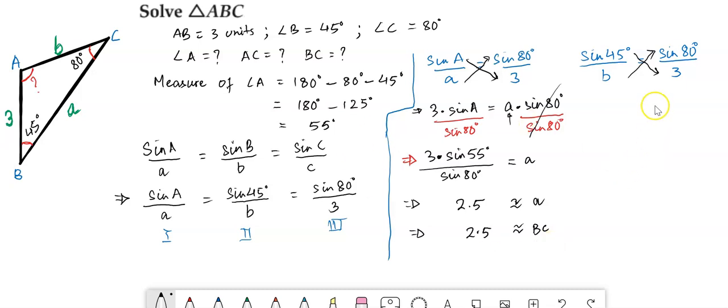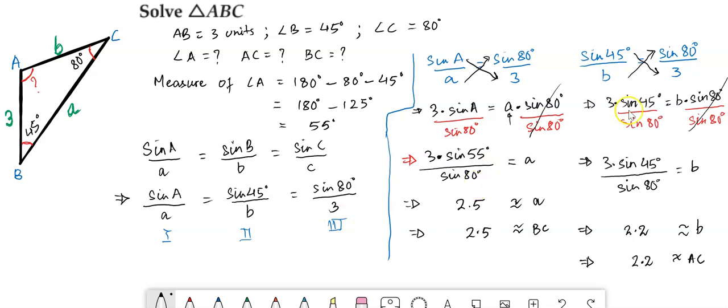I would encourage you to stop the video and solve the second equation between the fraction second and fraction third here. I hope you took your time and solved the second fraction here, and when you equate them and put the values in by doing cross multiplication, you'll find that the value of b here is 2.2 using the scientific calculator. And you know now that b is nothing but the length of the side AC.